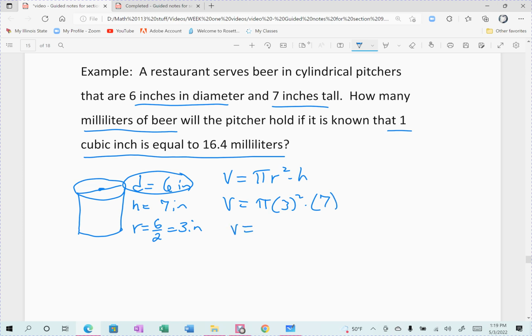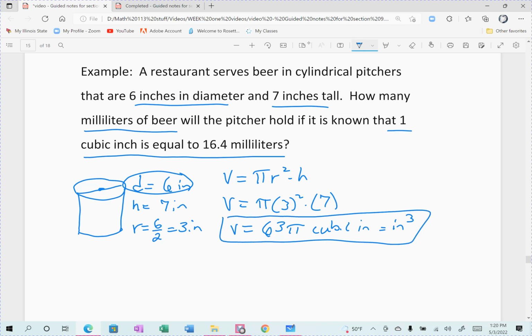And so, again, I write it out first without using the pi key on the calculator. So 3 squared, 9 times 7, so 63 pi. Actually, I'm going to leave it exact. We're not going to round until the end of the problem, so I'm going to leave it exactly 63 pi cubic inches. Or inches cubed is just the easier way to write, because I want to convert. So that's how much beer we can put in there in cubic inches.